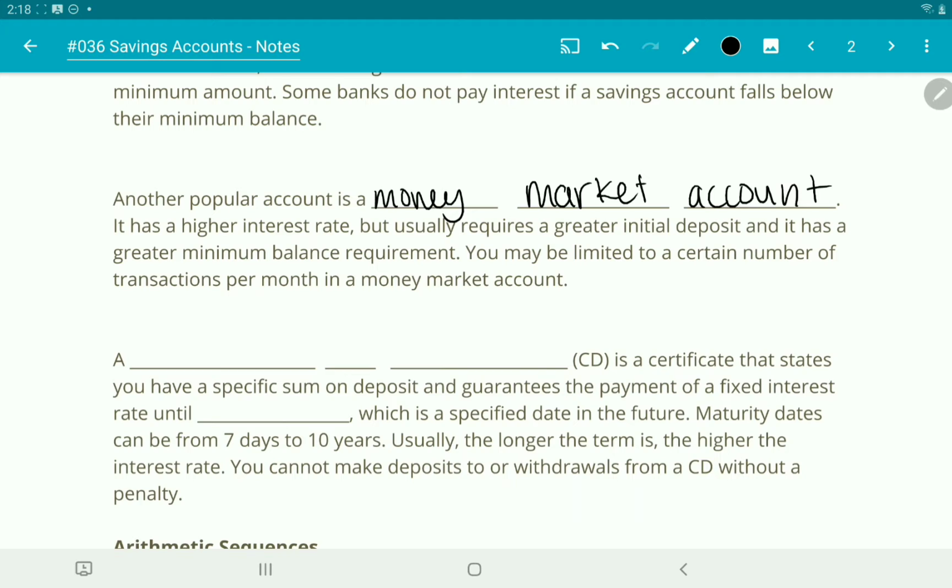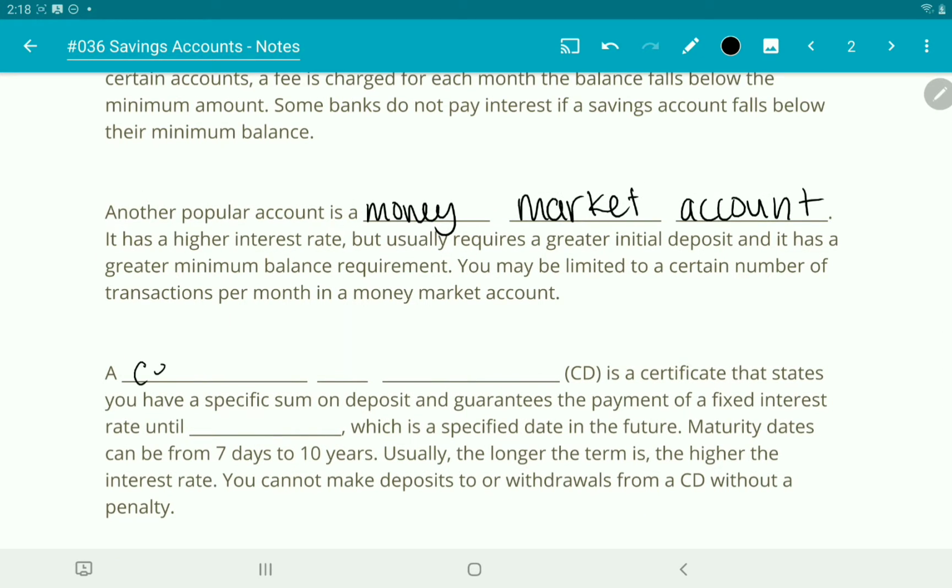Okay, so it actually has a higher interest rate, but it usually requires a greater initial deposit, so you have to give them more money at the beginning to put in the account, and it has a greater minimum balance requirement, so you have to keep so much money in the account. But with these things, it does have a higher interest rate, so you'll get more money with it. You may be limited to a certain number of transactions per month in one of these accounts as well, so that you're not using it as though it's a checking account as opposed to a savings account.